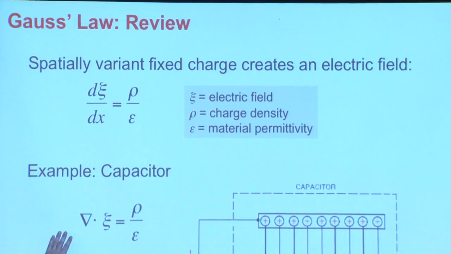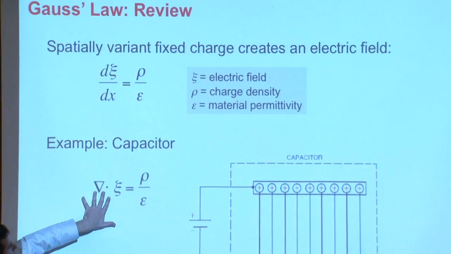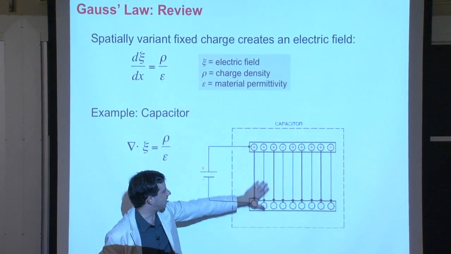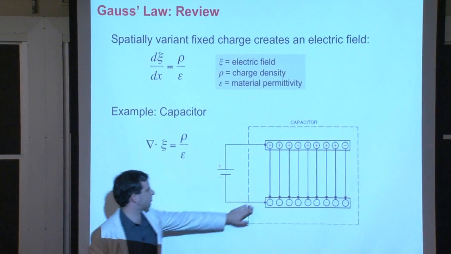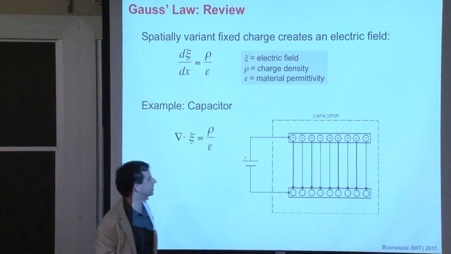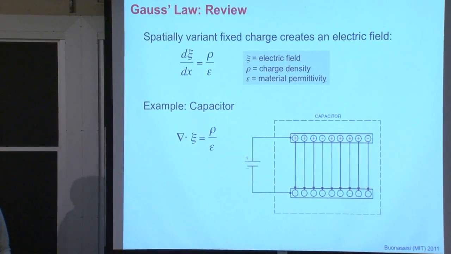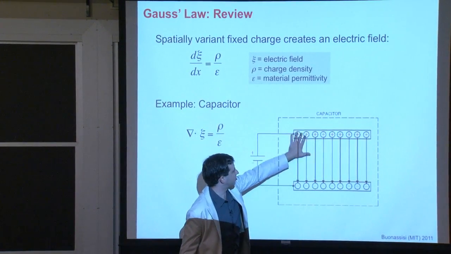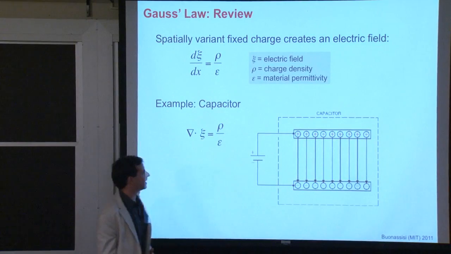And an example is a capacitor here. All I've done is expanded the dimensionality of the derivative here. I'm looking at the capacitor. I have fixed charge on either side, and I have electric field in between. Now, obviously in the case of a capacitor, you're under high vacuum.